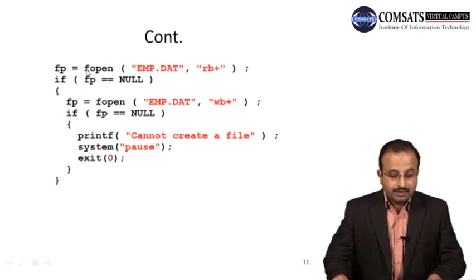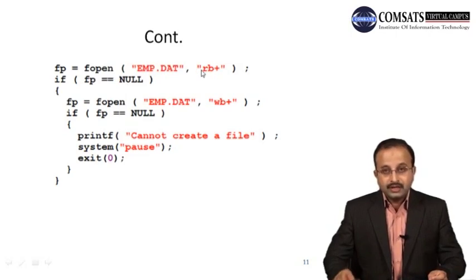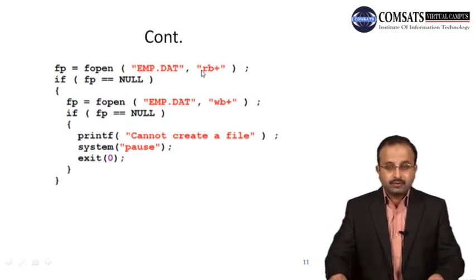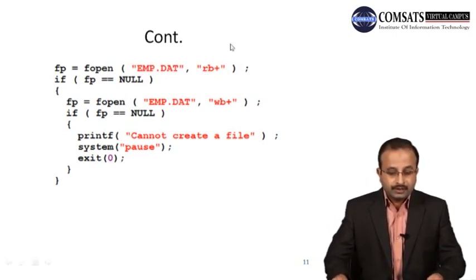Then if that returns null, so when will this condition be true? When you run the program for the very first time, then this condition will be true. Or if you delete the file afterwards, then this condition will also be true, because it won't find the file. So if you run the program the first time, this fopen function will return null. The condition in the if statement will be true.